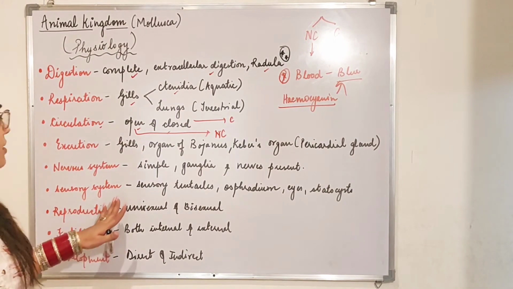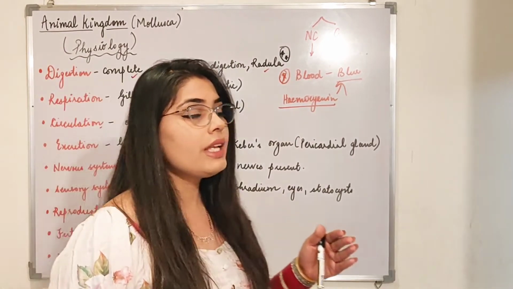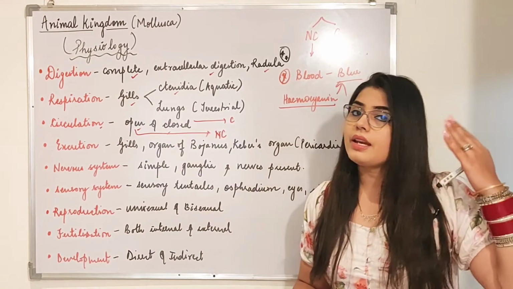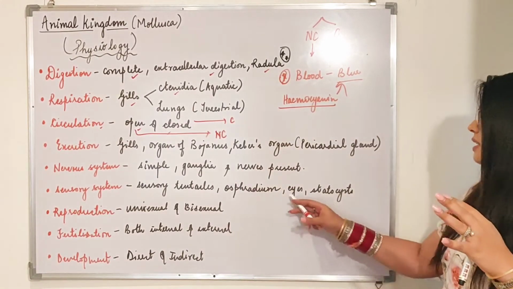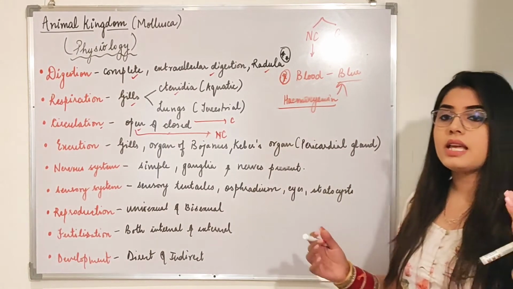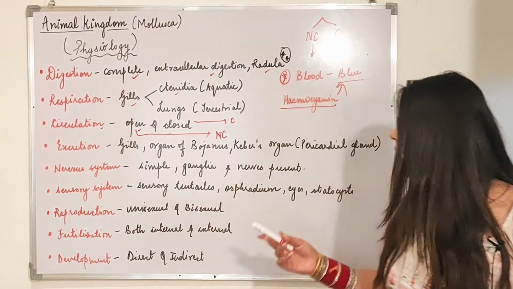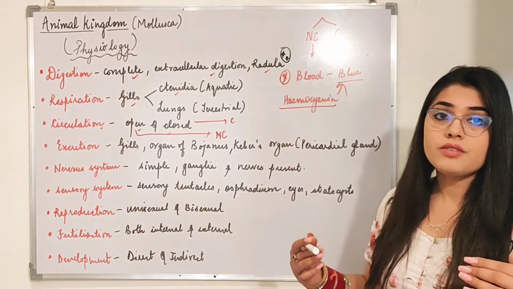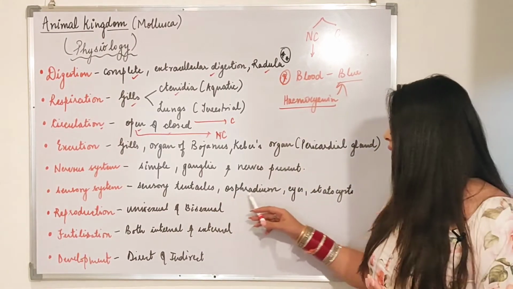Then in the sensory system, beta, what is there? They have sensory tentacles first at their head, which have eyes in them, right? Obviously tentacles help in detection and eyes help in vision, and osphradium is also there.